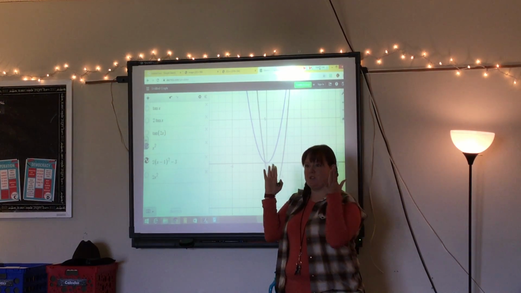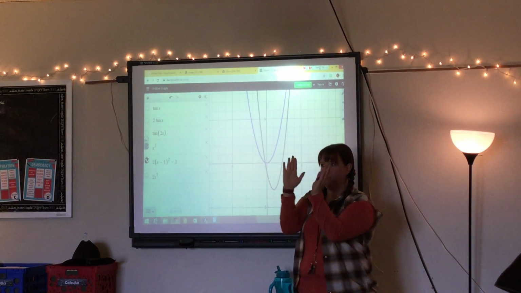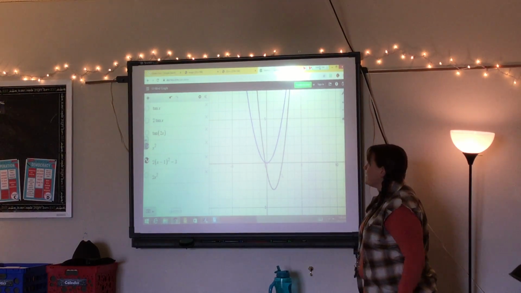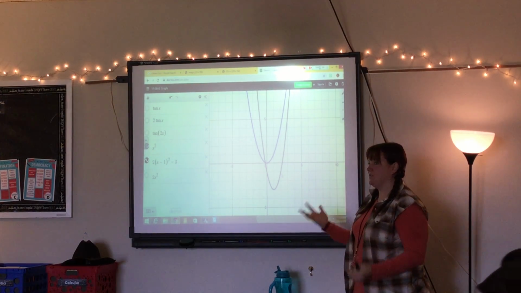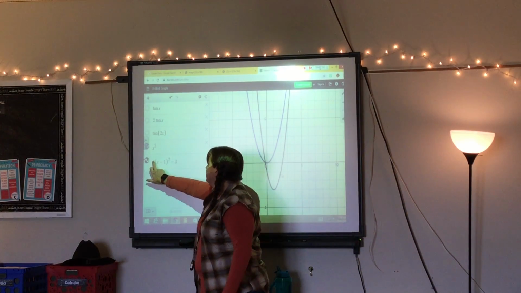These parabolas are symmetrical, which means that you could cut them in half and fold them over onto themselves. So where is the line, or the axis of symmetry, for our parent function? Let's get this one on first.